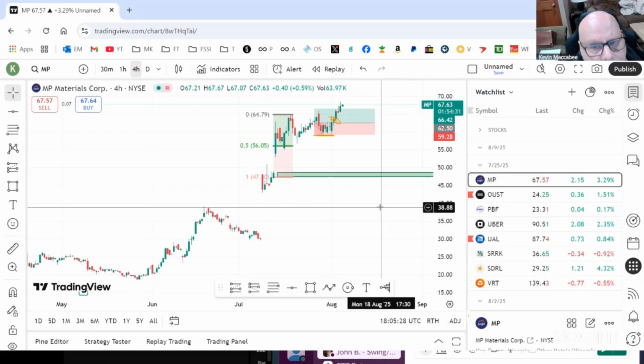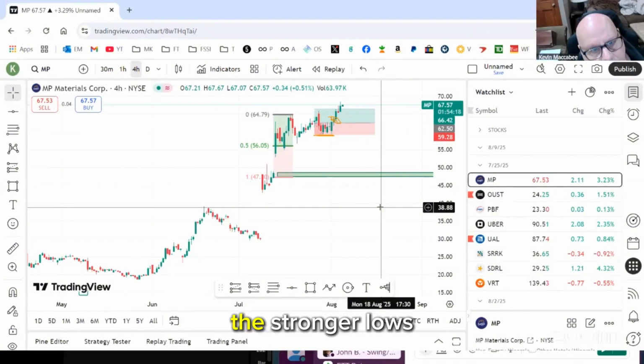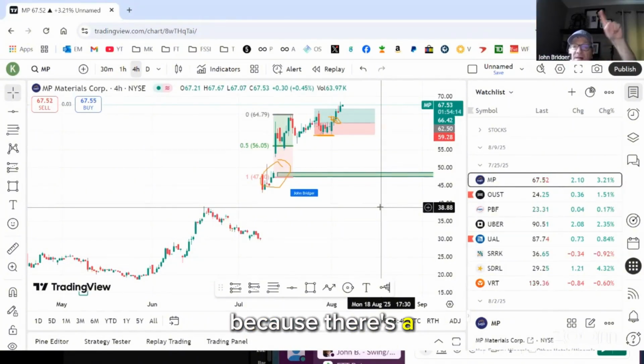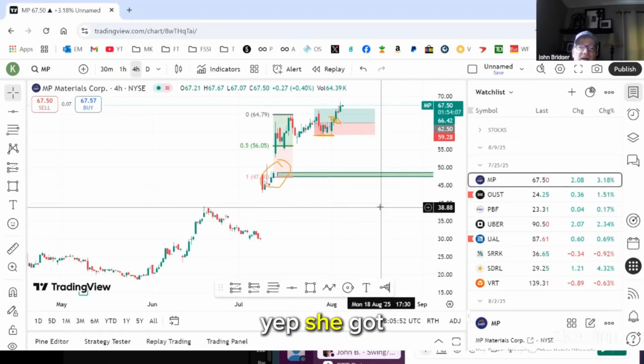Because what's a little different from the classic supply and demand that Jordan teaches, on lower time frames, when I say lower, I mean day trading, like 5 minute, 30 minute, you've got to use these stronger lows because there's a lot more variability going on. I found though in the higher time frame, the 4 hour, you got the one. Yep, so you got it.